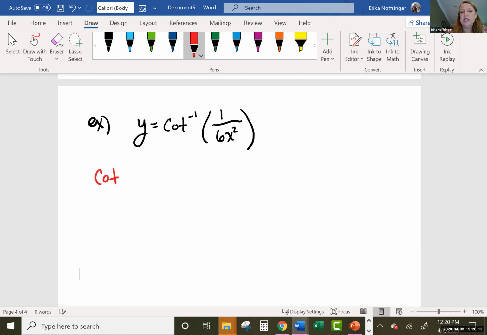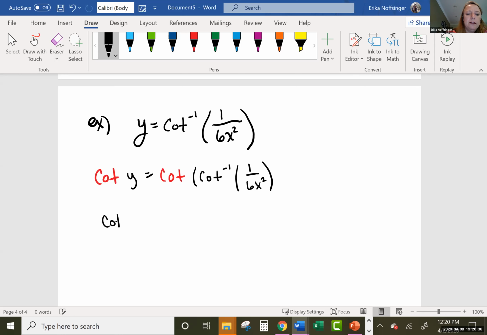Because we can do this because it's an equation, if we take the cotangent of both sides of our equation, a composition of a function and its inverse always gives you back what you were doing. So in this case, it would give me back 1 over 6x squared. So let me write that. So I have cotangent of y is equal to 1 over 6x squared. Okay, so let's think about this and let's create a right triangle using this information.